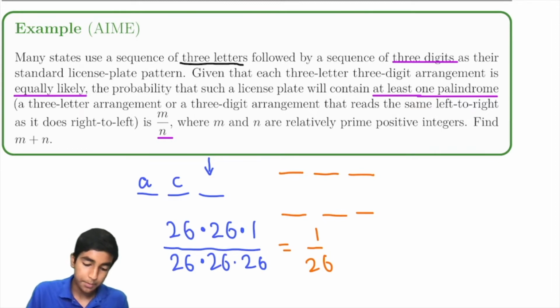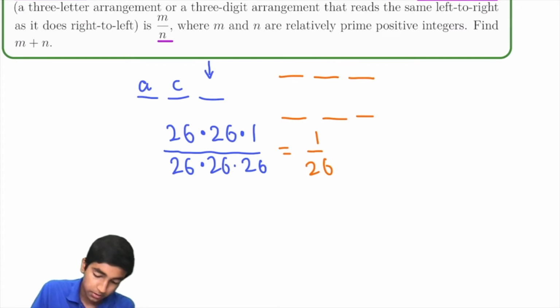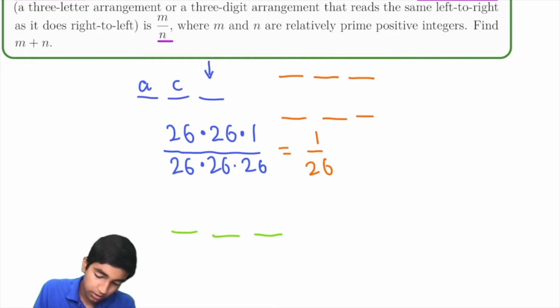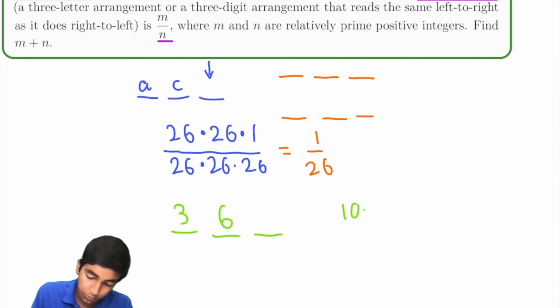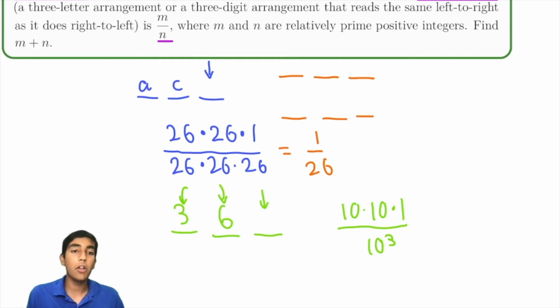Now what about the numbers? Well, let's say it's like 3 numbers. It's very similar actually. If it's something like 3, 6, then there's 10 times 10 times 1 choice. This one is fixed. 10 choices for these two. And the total is just 10 cubed, because 10 choices for each of the 3 numbers. Or we could also use a similar logic. The first 2 numbers fix the third. So out of all 10 possibilities for the third number, 1 works. Either way, we get 1/10.